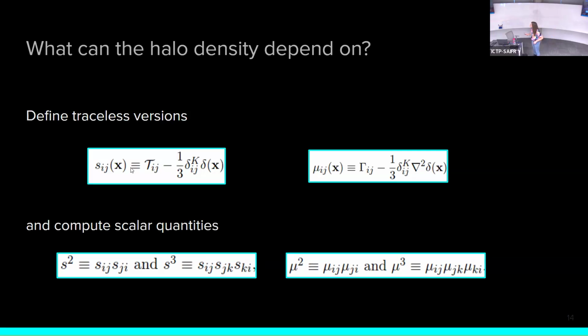This is just a few more definitions. You can define this tensor here, which is the traceless version of the tidal field, and compute scalar quantities, because our density is a scalar quantity. So you compute scalar quantities from these tensors. Here's the equivalent for delta, but it's actually the Laplacian of the gravitational potential, the Poisson equation, right? And here is the analogous to the density.